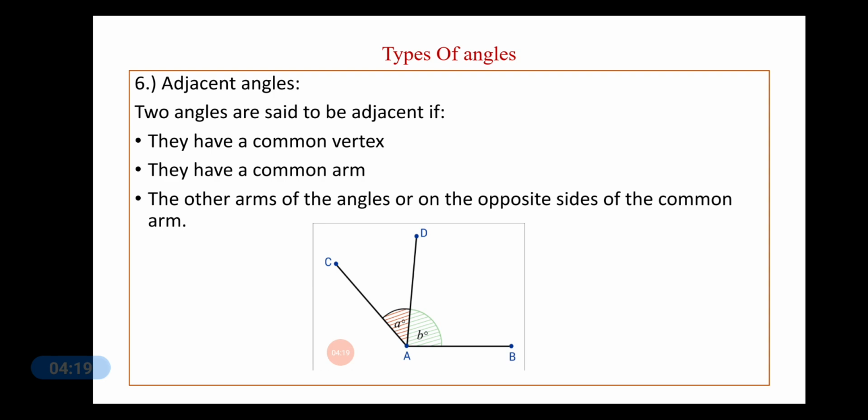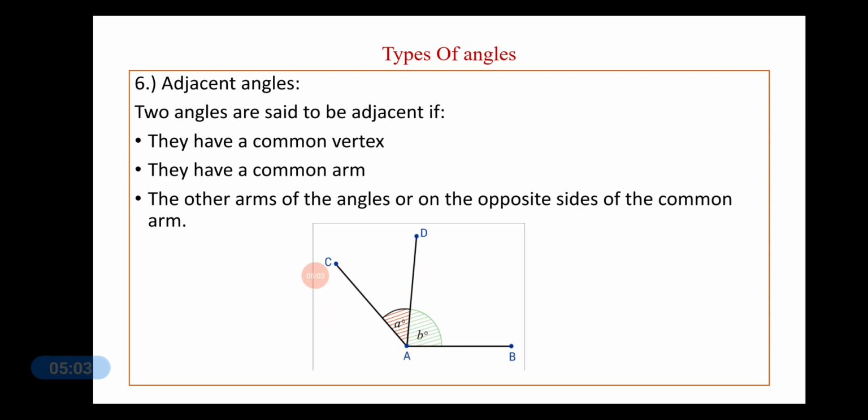So angle CAD and angle DAB are adjacent. Now it does not mean that adjacent angles will be equal. They can be different. But the main point is that both these angles, CAD and DAB, have a common vertex A. Apart from that, they have a common arm. This AD is the common arm for angle CAD and angle DAB. And the other two arms of these angles are opposite to this common arm. So AC is opposite to AD, whereas AB is also opposite to AD.